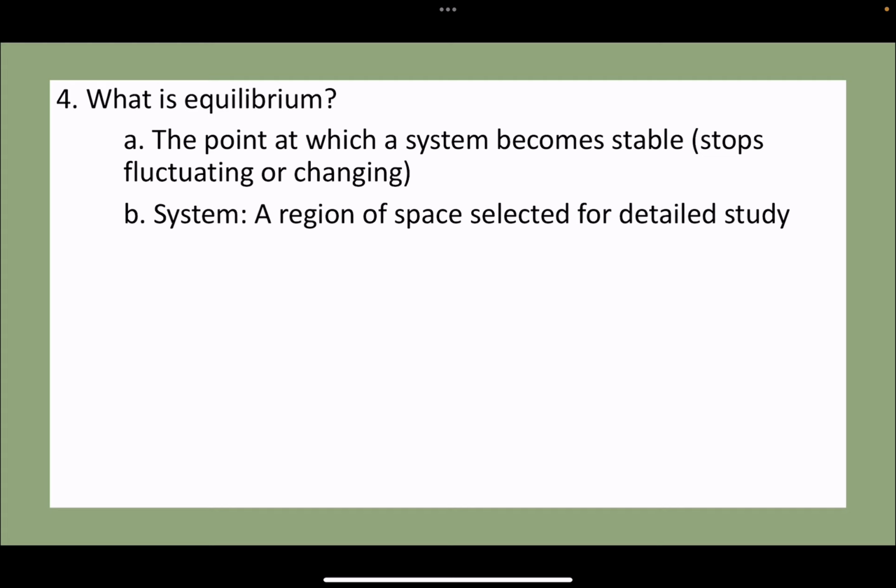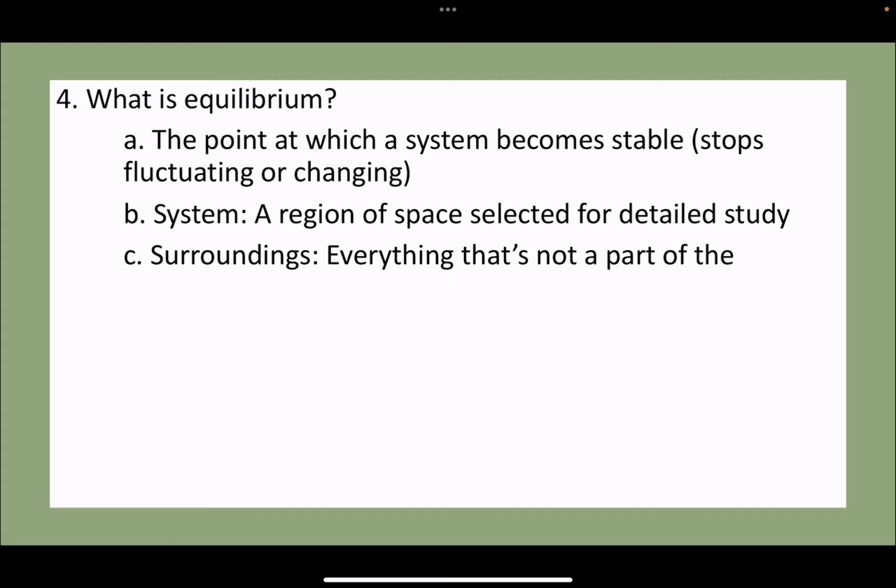A system is any region of space or matter that is selected for study. The surroundings are everything that's surrounding the system. In most cases, this means the rest of the universe. Here's a practical example.